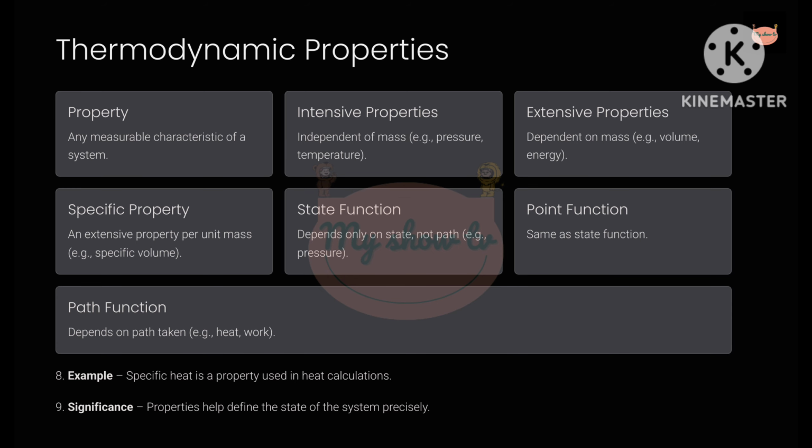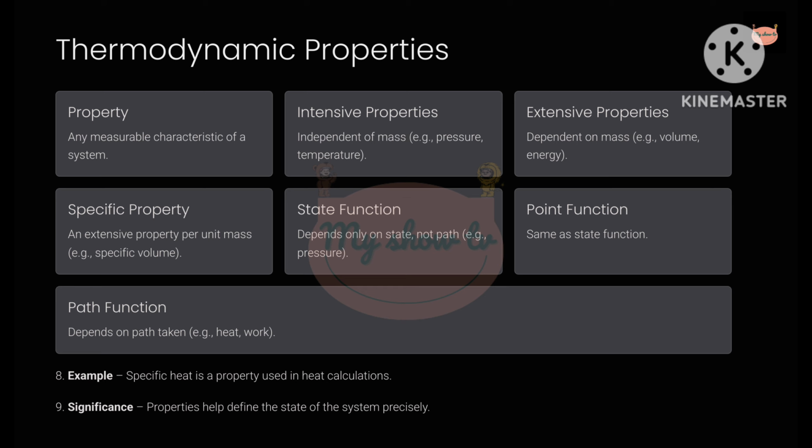Slide 2. Thermodynamic properties. Thermodynamic properties describe the condition of a system. These are measurable quantities that help define the system's state. We divide properties into two main categories. Intensive properties. These do not depend on the system's size or mass. Examples include pressure, temperature, and density. Extensive properties. These depend on the size or mass of the system. Examples include volume, energy, and mass.